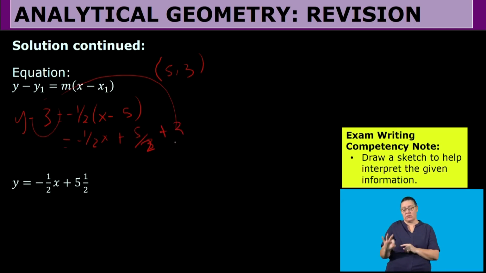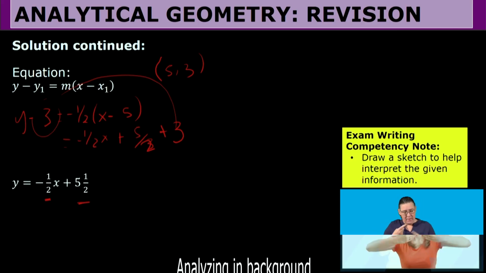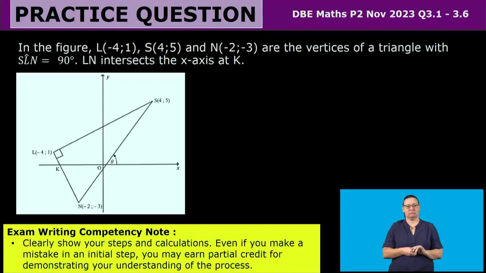It's plus 3, and when you work all of that out, you end up with y is equal to -0.5x plus 5.5. 3 plus 2.5 is 5.5. Okay, so what we saw importantly there is that we used information that we had already worked out. We don't try and reinvent the wheel and start all over again. We use what we've got. Okay, let's have a look and see.